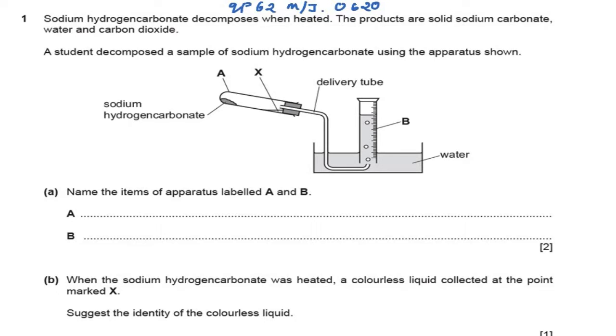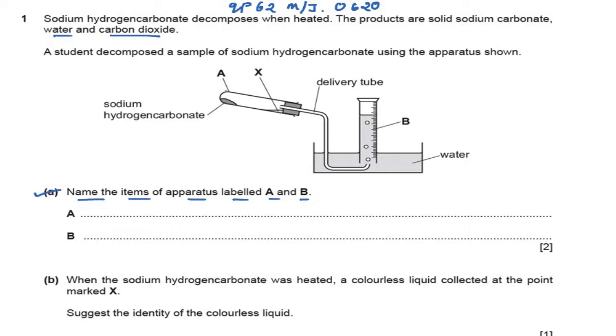So the first question says that sodium hydrogen carbonate decomposes when heated and the products are solid sodium carbonate, water and carbon dioxide, and the diagram is given here with the apparatus. Now the first question A says that name the items of the apparatus labeled A and B.